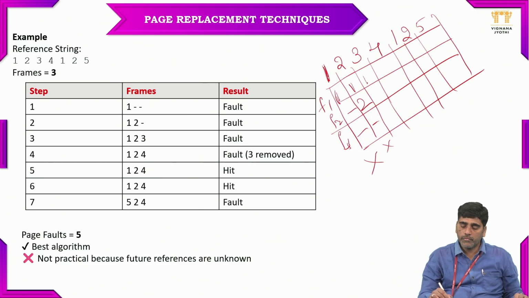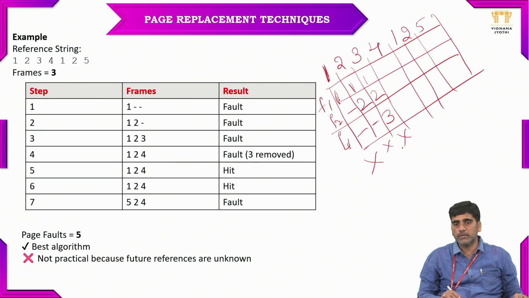Still 1 frame is empty, third frame is empty. So load the third page into the frame. Page fault occurs. We can say that page fault occurs, right? Now in this condition, the page faults are 3. And frames are full, right?